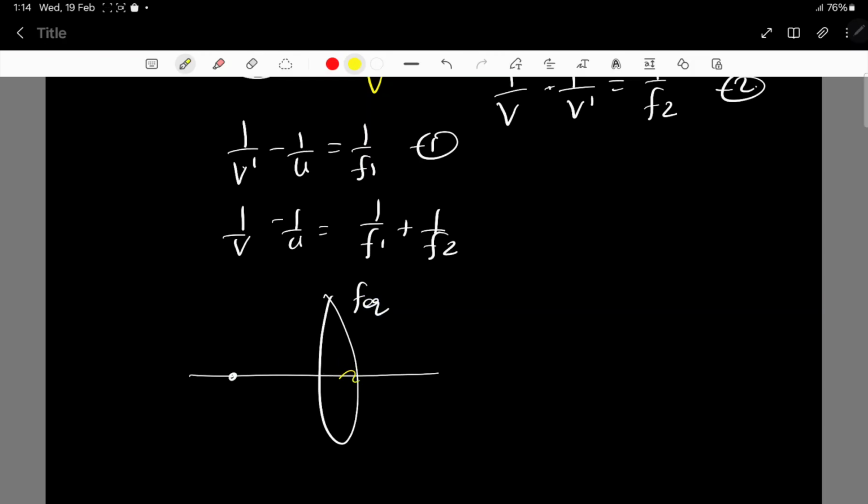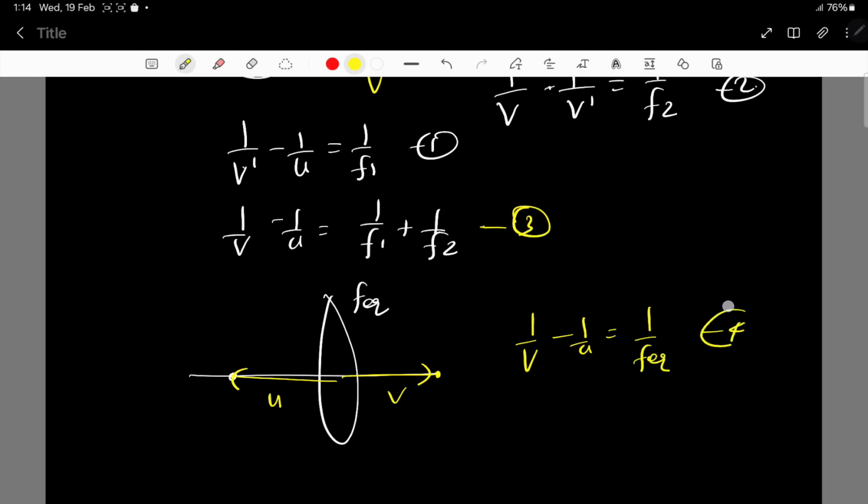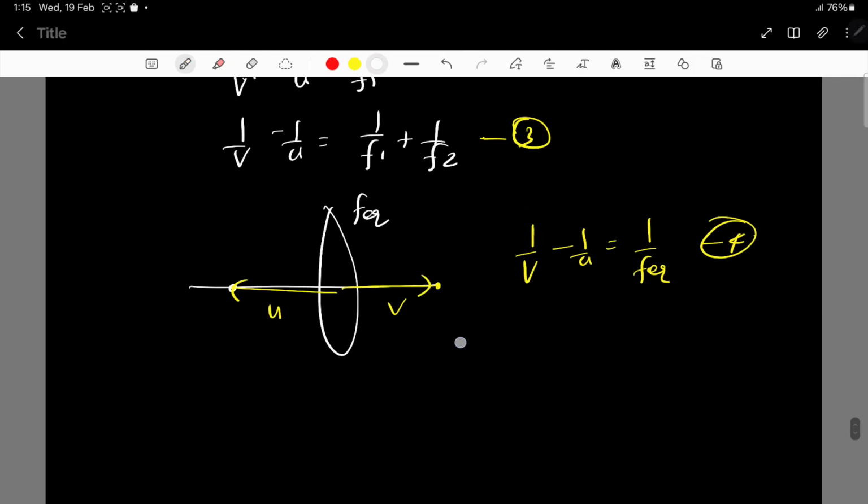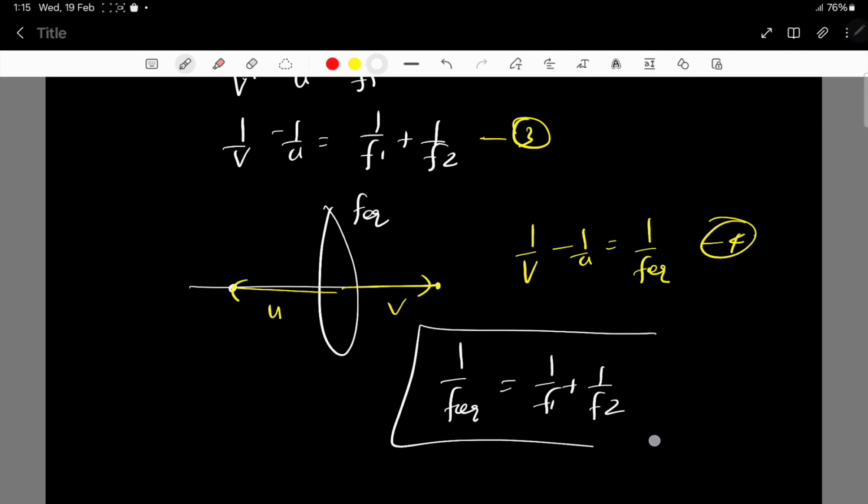For this lens, the object is placed at the same u distance away, and the final image is formed at the same v distance away. So I can make use of the lens equation: 1 by v minus 1 by u equal to 1 by f equivalent. If you compare equations 3 and 4, the left hand sides of the equations are identical, so obviously the right hand sides also should be identical. So I can say that 1 by f equivalent equals 1 by f1 plus 1 by f2. It's the formula we got. When the lenses are placed adjacent, side by side, the equivalent focal length can be calculated using this formula.